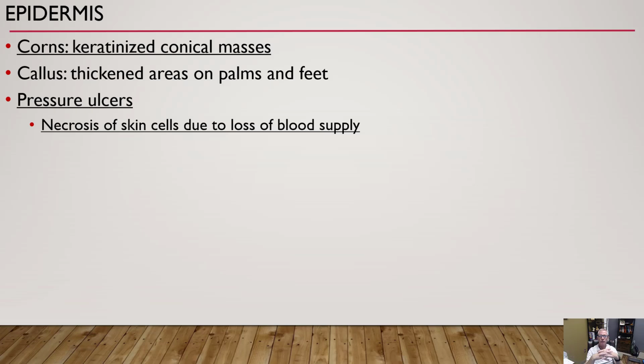And we talked a little bit about pressure ulcers or decubitus ulcers and the importance of turning your patients every 2 hours. So necrosis is basically the death of skin cells because of a loss of blood supply. So we talked about that when we talked about apoptosis and natural programmed cell death versus unnatural programmed cell death, which is necrotic skin. And I use the example of pressure ulcers.